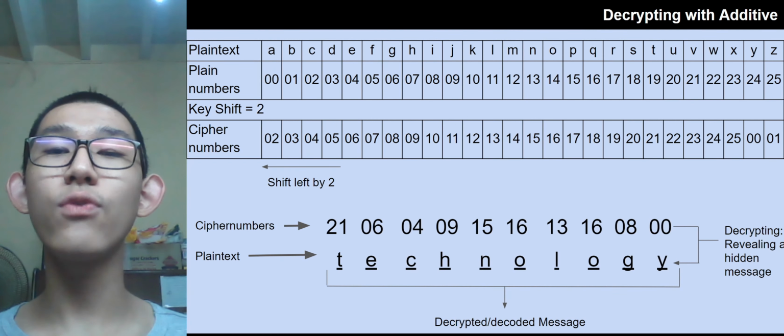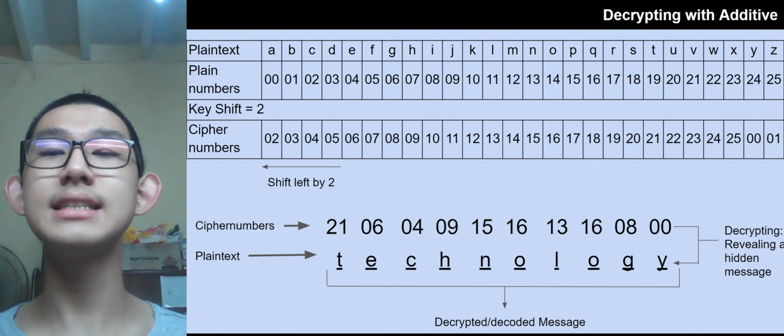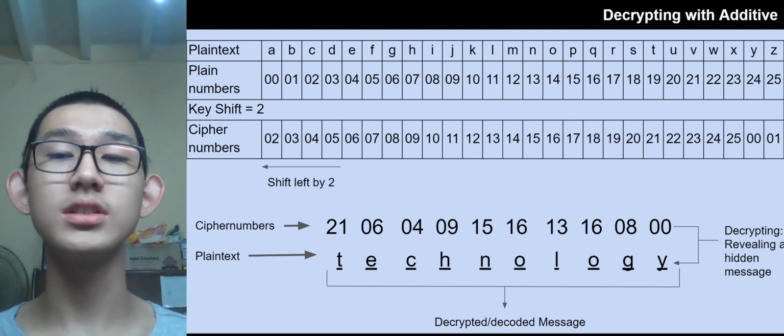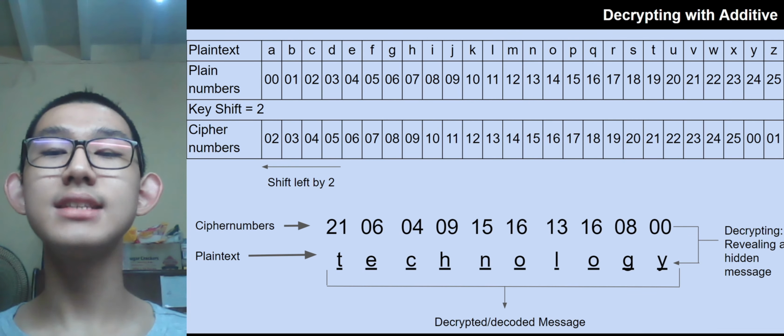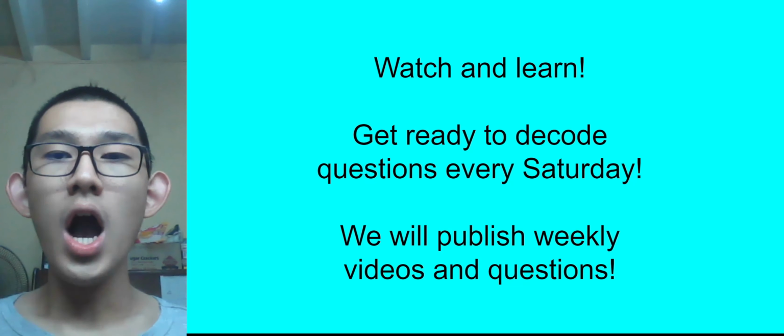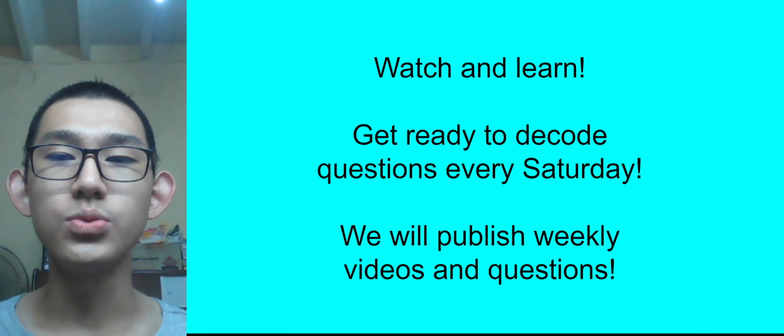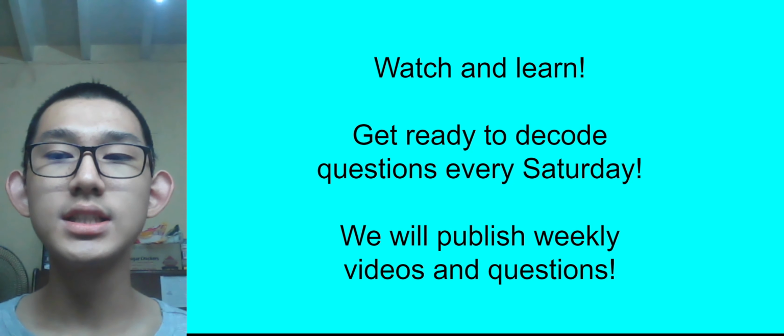So 21, 6, 4, 9, 15, 16, 13, 16, 8, 0 is our cipher numbers, and we have decrypted it. We have revealed a hidden message, which is our decrypted decoded message. Our plaintext, which in this case is technology. We hope you have understood the cryptology tools we discussed in this video, which are Caesar and Additive.